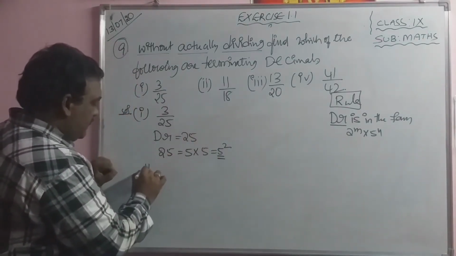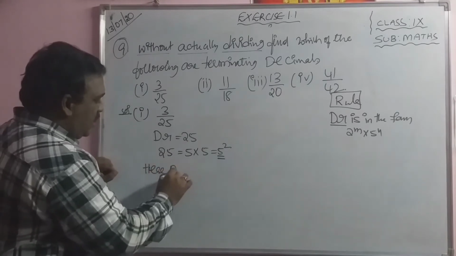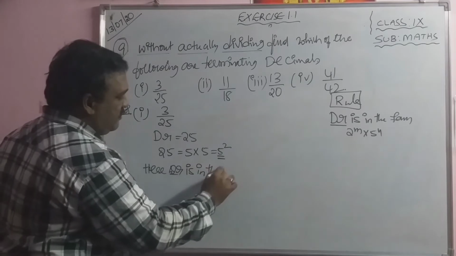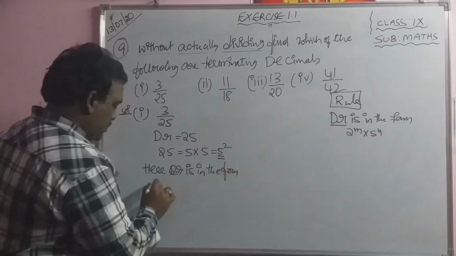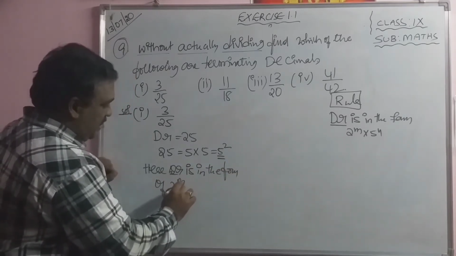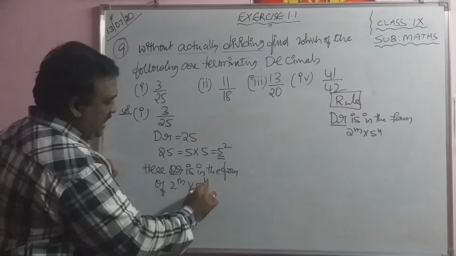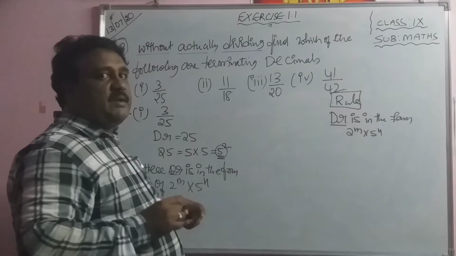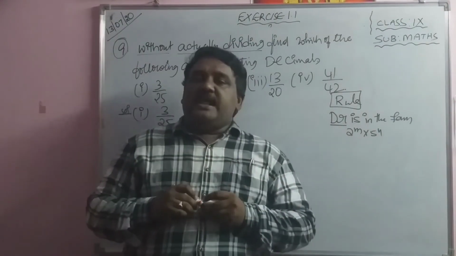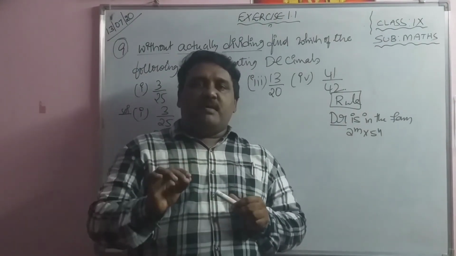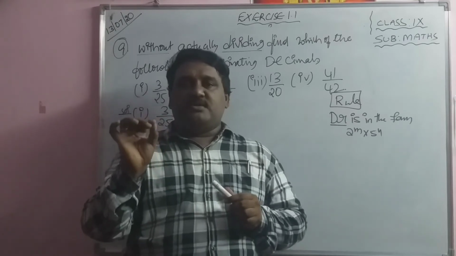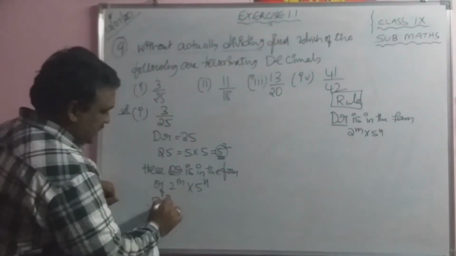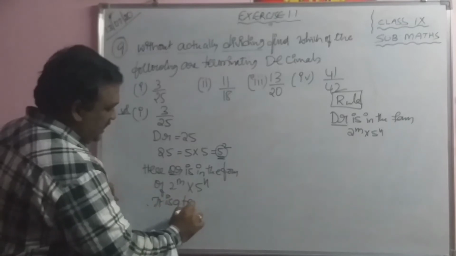So here the denominator is in the form of 2 power m into 5 power n. Even though only 5 is there, it is a terminating decimal. The denominator is in the form of 2 power m into 5 power n. Therefore, it is a terminating decimal.